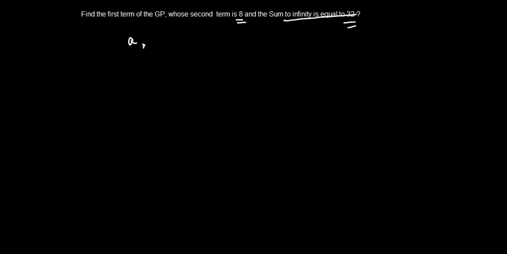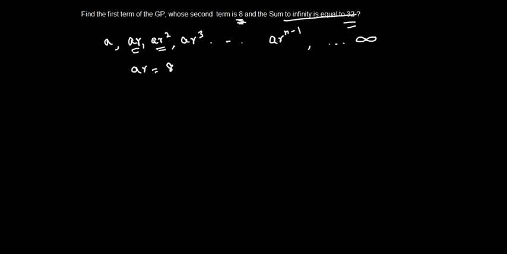Find the first term of a GP whose second term is 8 and the sum to infinity is equal to 32. Now let's say a geometric progression is something like this, until infinity. Okay. Now in this case you are given that the second term, actually second term should be AR, right? The second term is equal to 8.